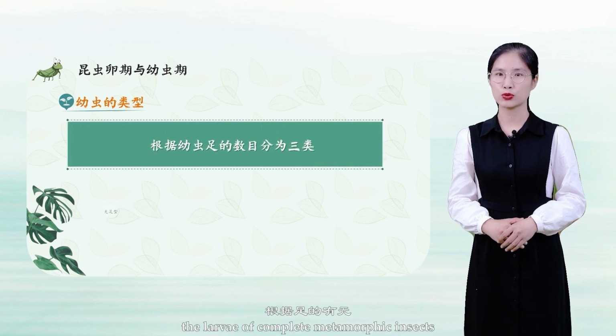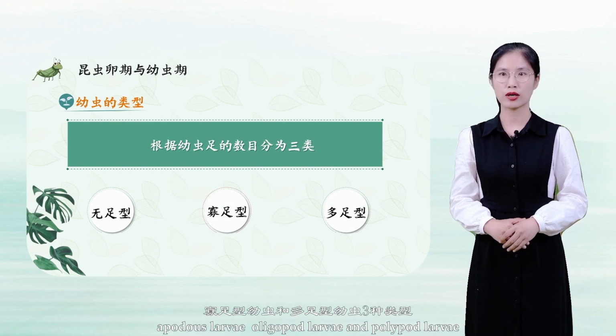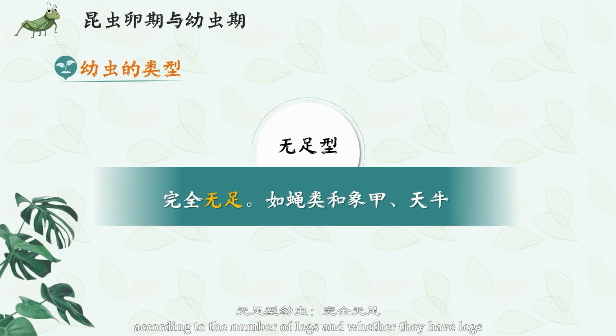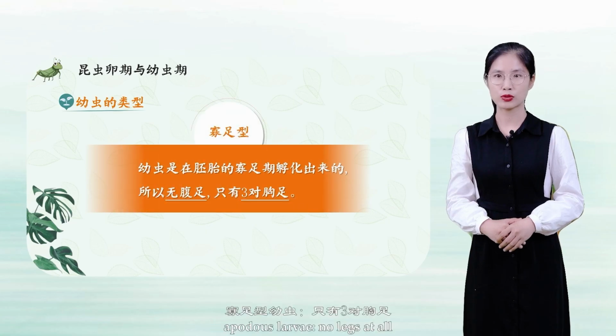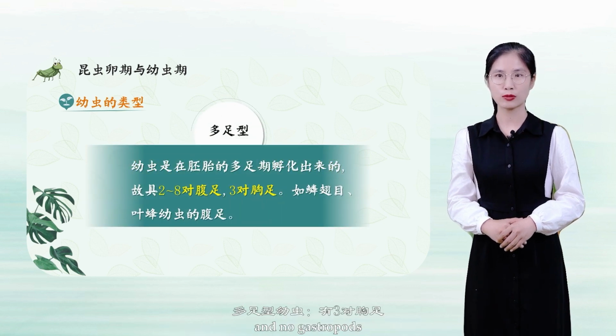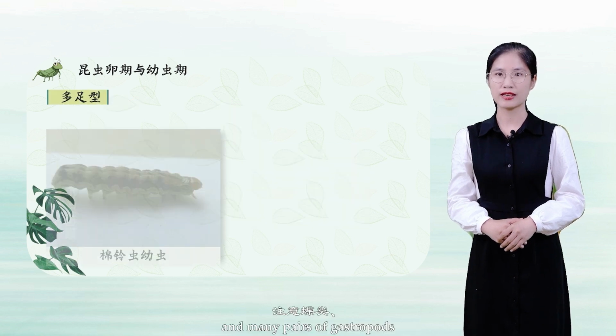The larvae of complete metamorphic insects can be divided into 3 types: apodous larva, oligopod larva, and polypod larva. According to the number of legs and whether they have legs: apodous larva, no legs at all; oligopod larva, only 3 pairs of thoracic legs, and no gastropods; polypod larva, 3 pairs of thoracic legs, and many pairs of gastropods.